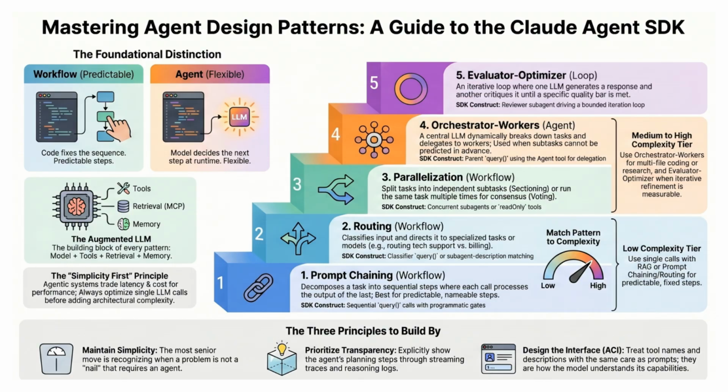Pattern 2, routing, classifies an input and sends it to the right specialized prompt, model, or subagent. Routing is useful when different categories of requests need different handling, such as support, refunds, or code refactoring. Pattern 3, parallelization, runs multiple LLM tasks at the same time and aggregates their results. Parallelization can be used for sectioning independent subtasks or voting across multiple attempts for higher confidence.